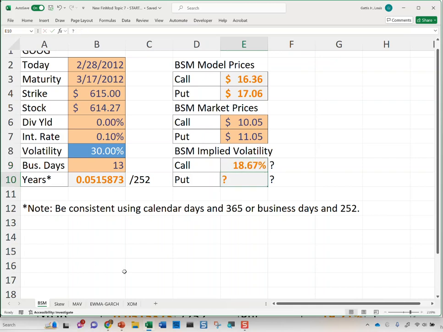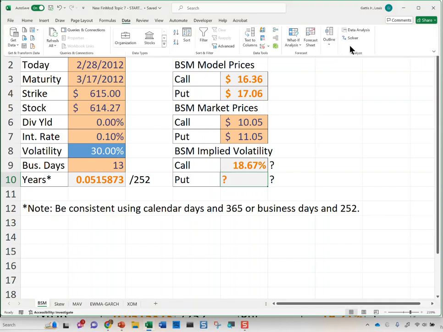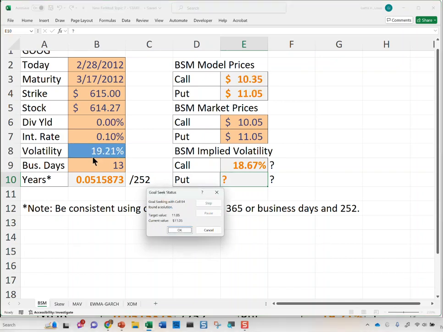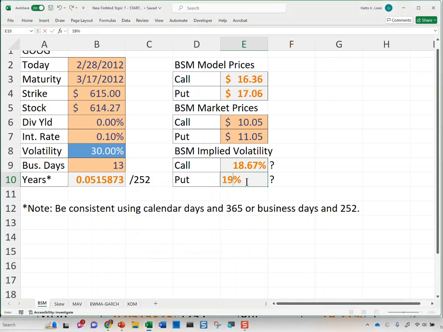And I can do the same thing with the put. Data, What-If, GoalSeek, set the put price to a value of 11.05 by changing vol, hit OK. It says 19.21, I'll hit cancel and type in 19.21. So that's one way of getting Black-Scholes implieds.